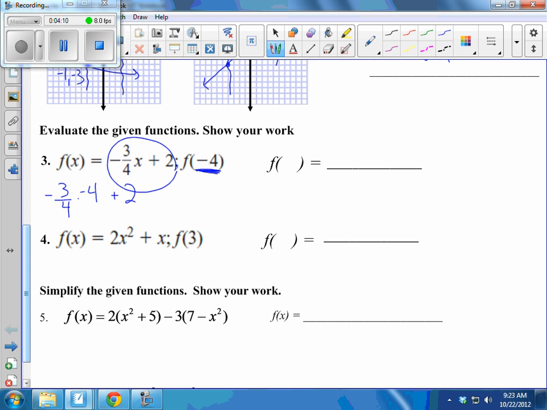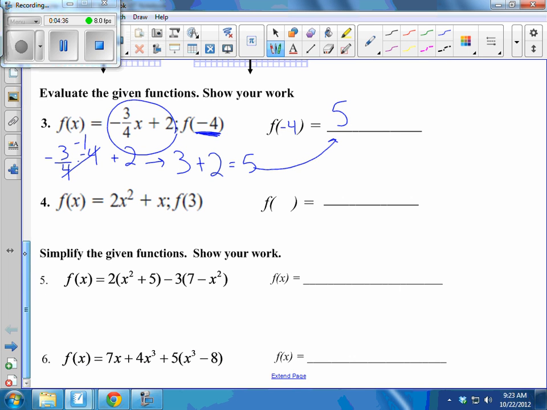So if I go through the math here, I'm actually just going to divide my negative 4 and 4, which is negative 1. I'm going to take that times the negative 3. That gives me 3, and 3 plus 2 is 5. So the stuff to the right just wants me to write the answer in a more formal way. My function, if I made x worth negative 4, would be 5. Okay? So I'm going to do the same thing on number 4.